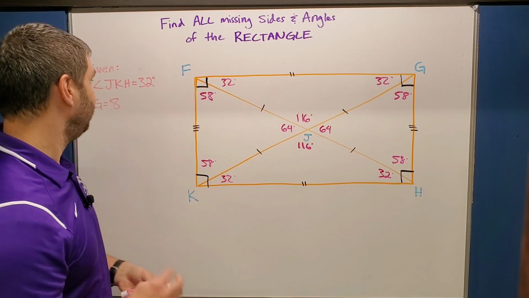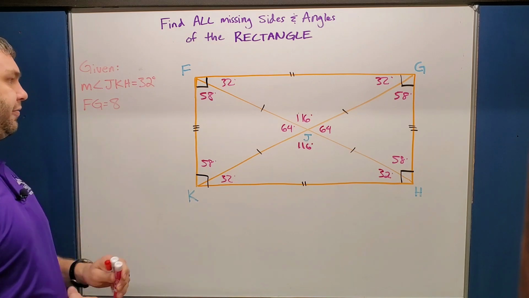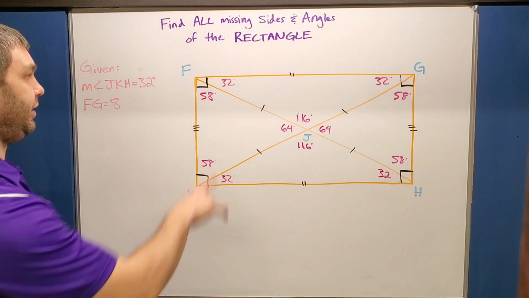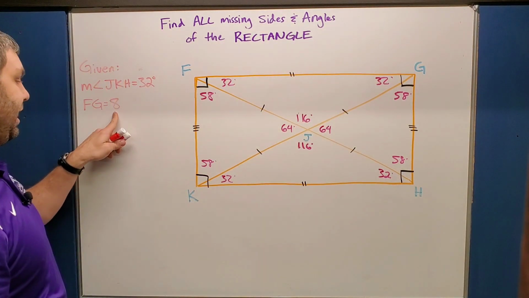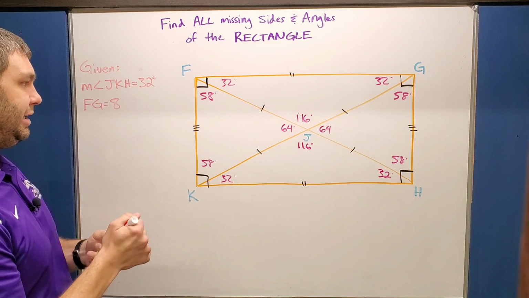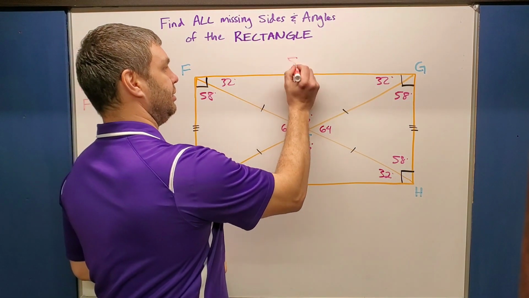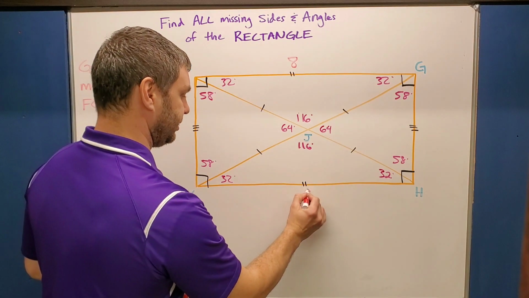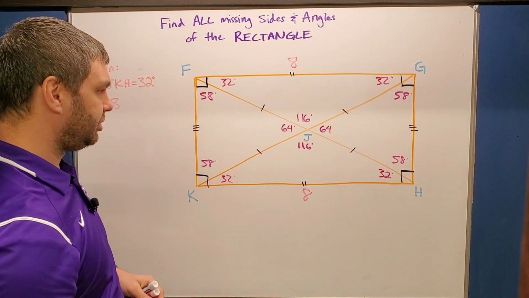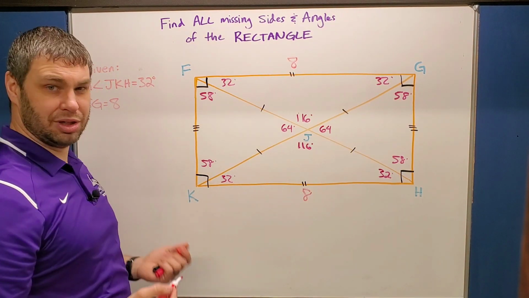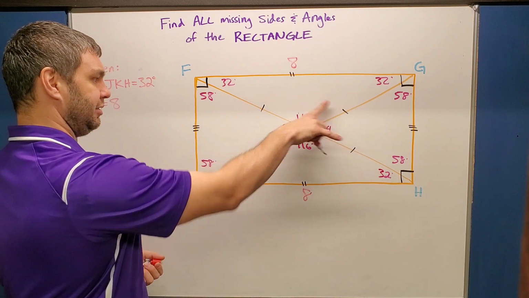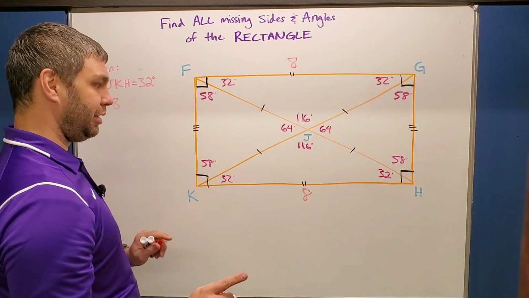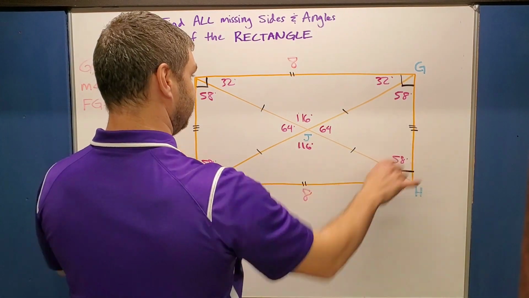The other part that it gives me is that FG, let's see, where is that? FG, that's the top here. That is 8. So let's mark up our sides in red. So that is 8. And because this has 2 tick marks, so does this. That's going to be 8 as well. And so there's only a few things that I don't know yet. I don't know what the length of my diagonals are, as well as I don't know the other 2 sides.